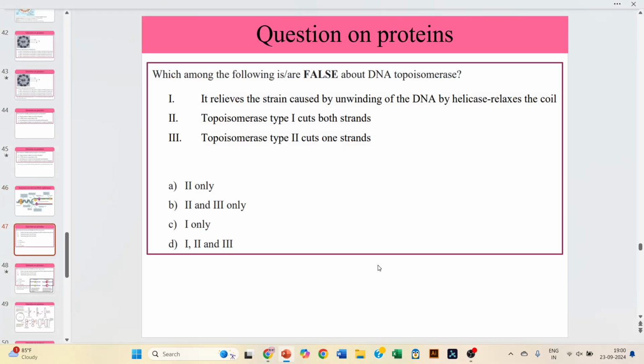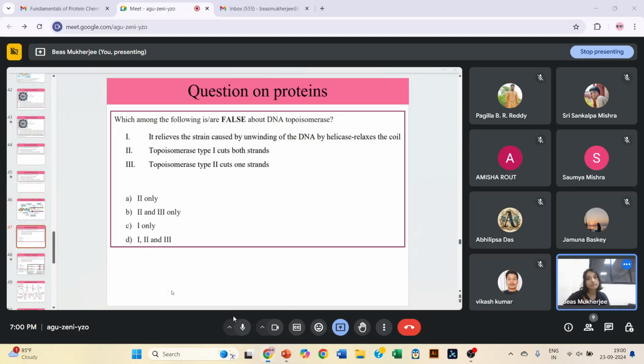Now we will try to answer one small question regarding this. Which among the following is or are true or false about the DNA topoisomerases? It relieves strain caused by unwinding of the DNA by helicase and relaxes the coil. Topoisomerase 1 cuts both strands, topoisomerase 2 cuts one strand. Which of these do you think is false?